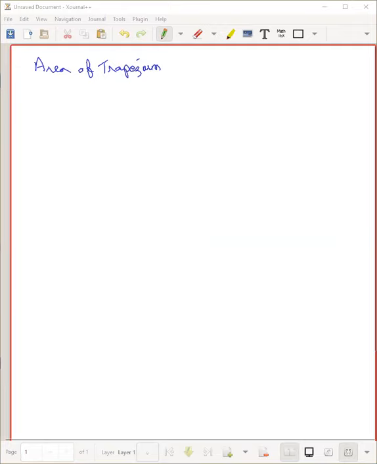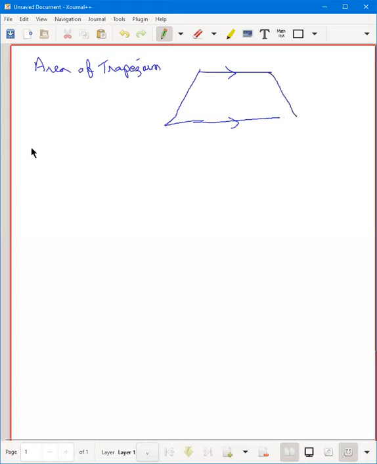What is a trapezium? It's a polygon in which we have two sides parallel to each other, and two non-parallel sides, right? What is the area of a trapezium?